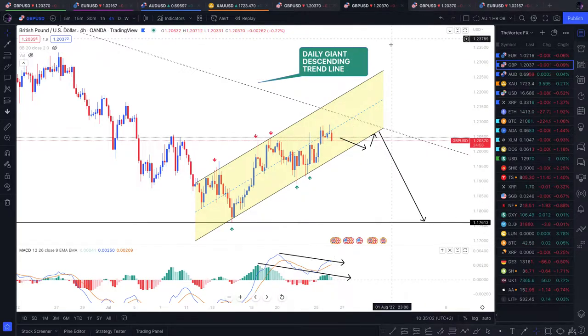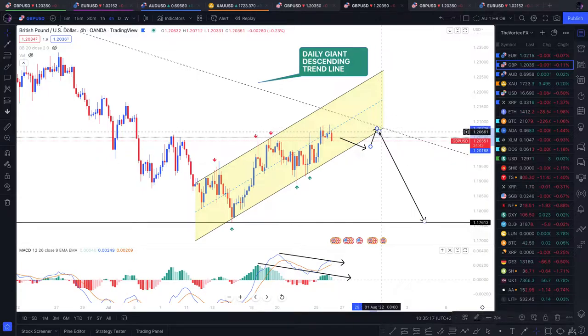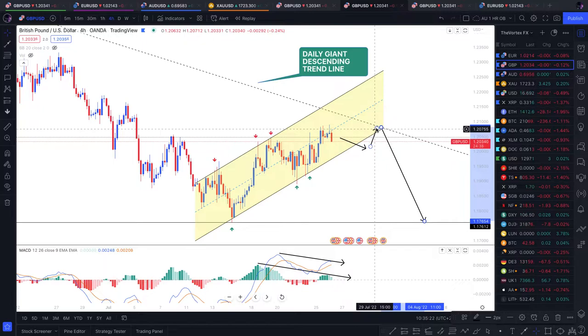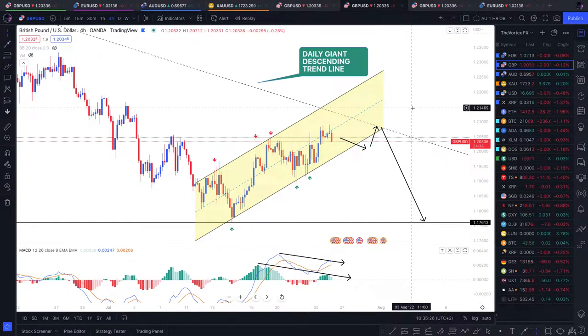Now, I'm going to switch over to the daily time frame to show you what I would be looking for. But just know that in the 4-hour time frame, if we see a break below the bottom of the channel and then a retest up to the bottom of the channel, if that retest coincides with this giant daily descending trend line, well, then we have some awesome confluence to confirm to us that we should try and go short.